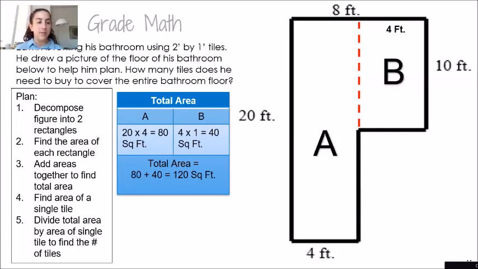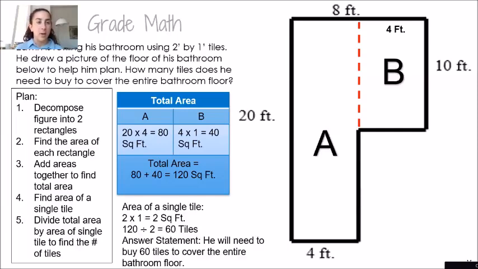The next step was to find the area of a single tile, which was easy because we just had to multiply 2 by 1, which gave us 2 square feet. Lastly, when we divided, we got 60 tiles. You can see my answer statement there says, he will need to buy 60 tiles to cover the entire bathroom floor. Pause the video to update your work if you need to.